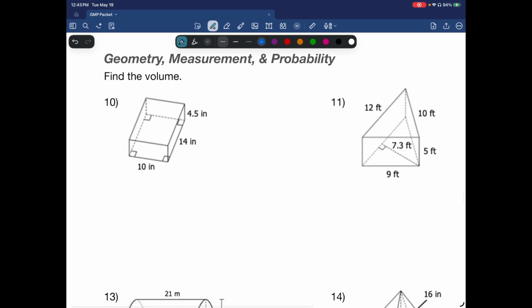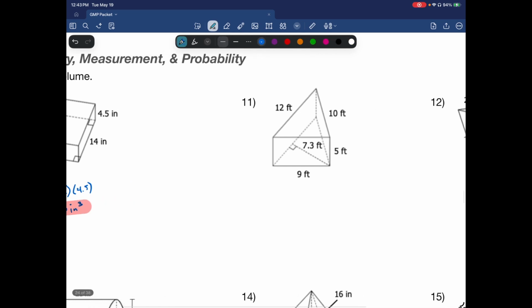All right. So volume is simply length times width times height. So you just multiply all these numbers together: 10 times 14 times 4.5, and that gives you 630 inches squared. Or, area is squared, volume is cubed. So 630 inches cubed.